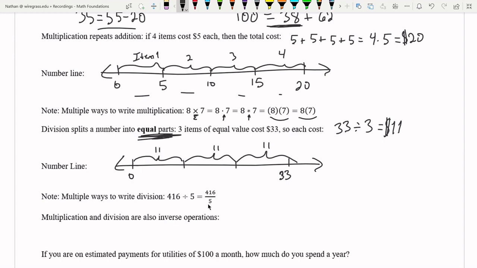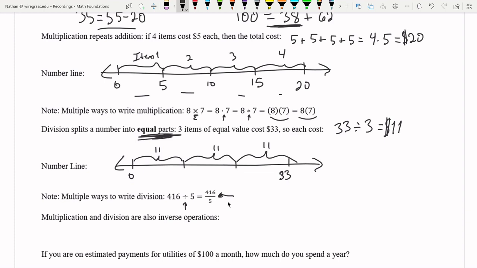Division also has 2 different ways of writing it. We can use the division symbol, but more commonly, as you continue in mathematics, you will see the fraction notation here. That fraction bar with the 20 divided by 5 written vertically.